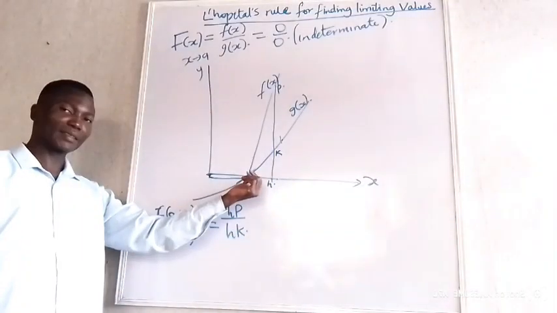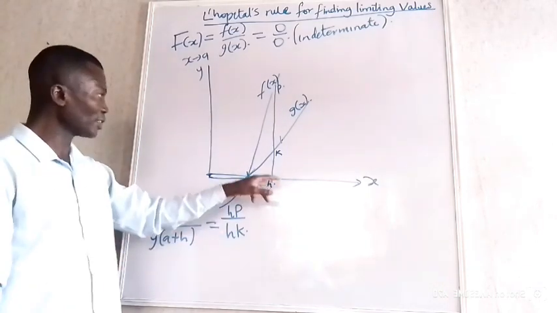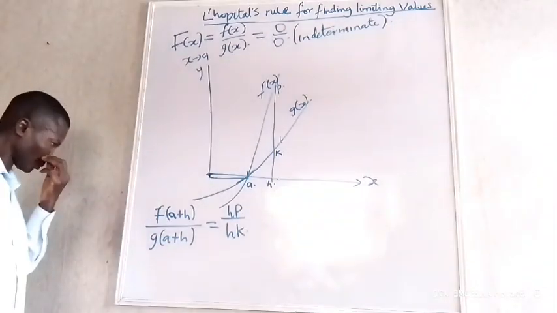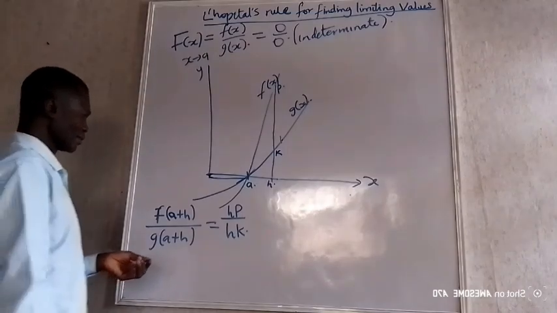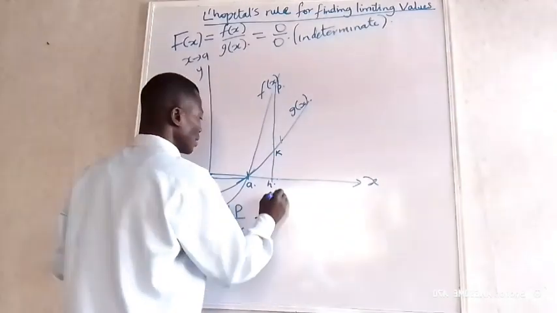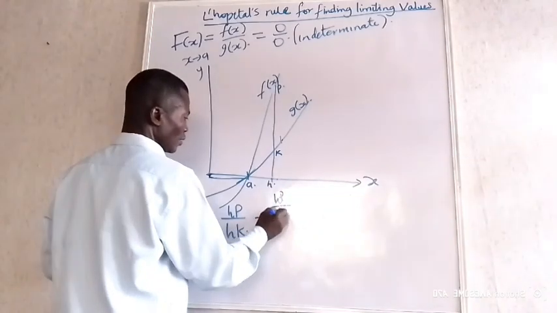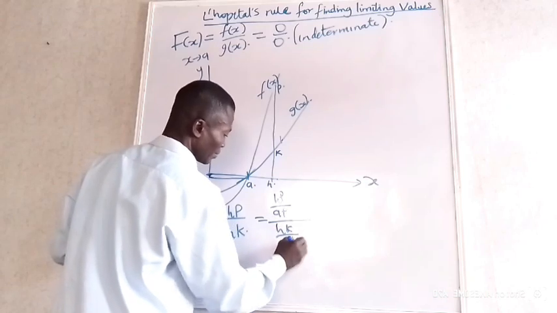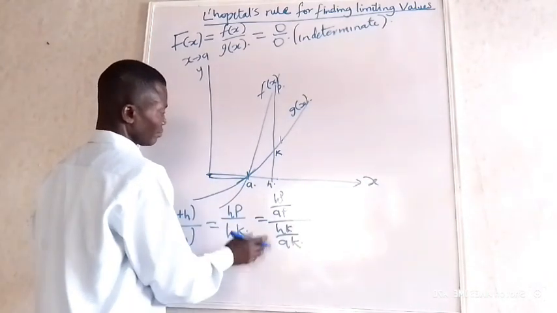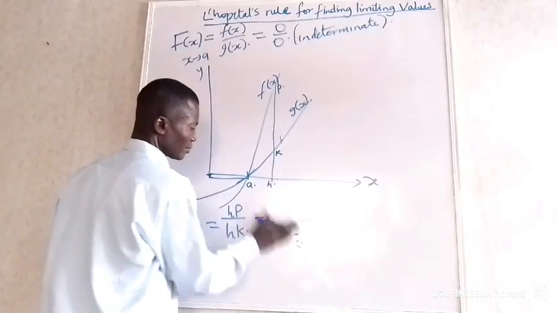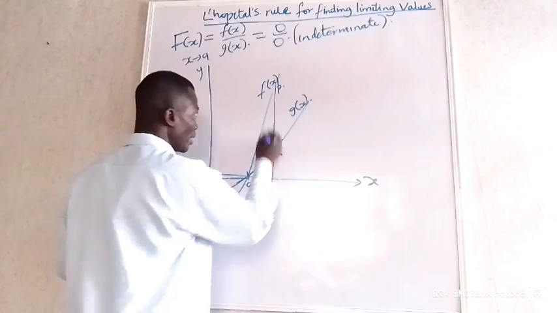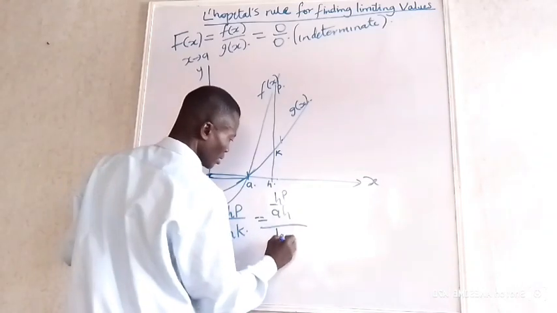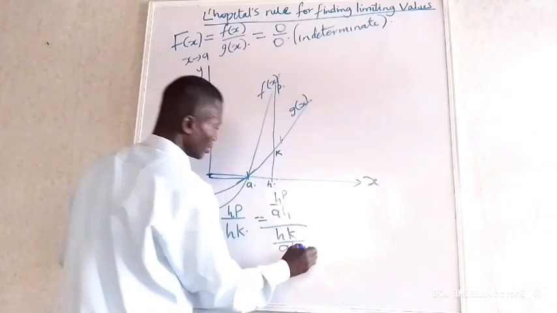Initially, when it crosses here, it is 0, 0. So at this point, it's going to give me hk over hk. You can see, h over hk. Then he now said that this value is also the same thing as hp over ap divided by hk over ak. The distance, okay. He now said it is equal to hp over ah divided by hk over ah. You can see.